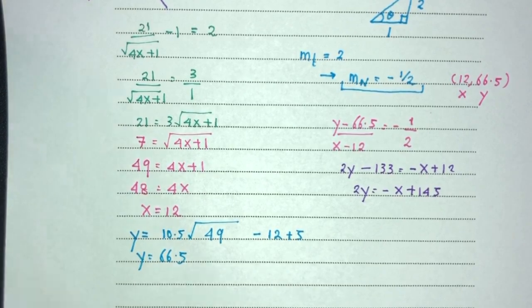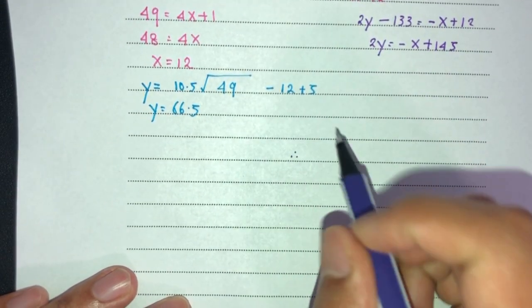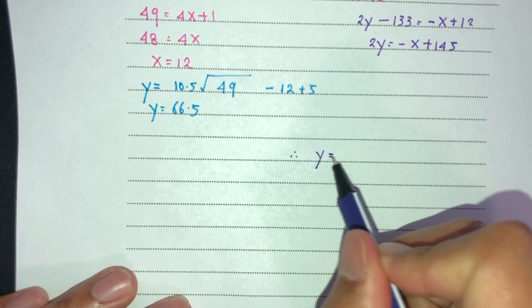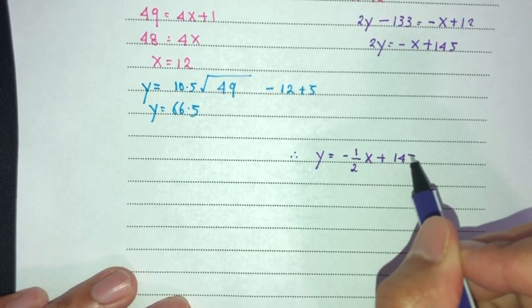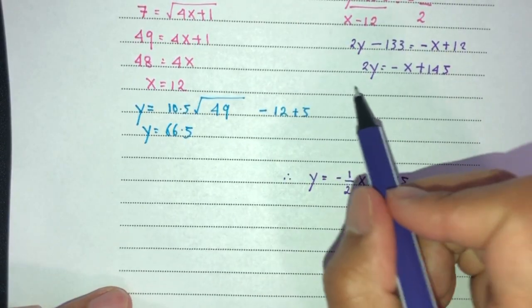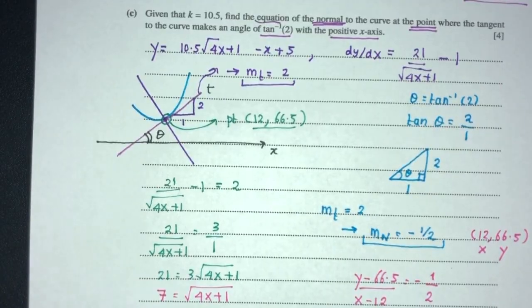Of course, you can make y the subject if you want to. Now, there's no need. So finally, the equation of the normal is y equals minus half x plus 145 over 2. Or you can leave this as such for your answer for the equation of the normal. And this is your question number 11.